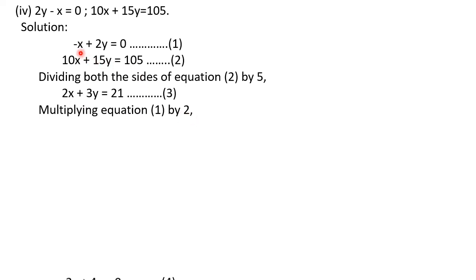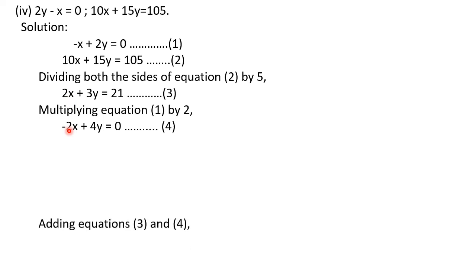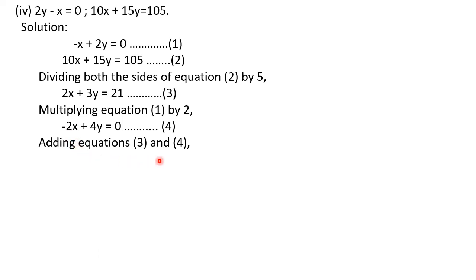So here we will get minus 2x plus 4y is equal to 0. So this is our equation number 4. Now observe equation number 3 and 4. Coefficients are equal, signs are opposite. So we are going to go for addition. Adding equations 3 and 4.